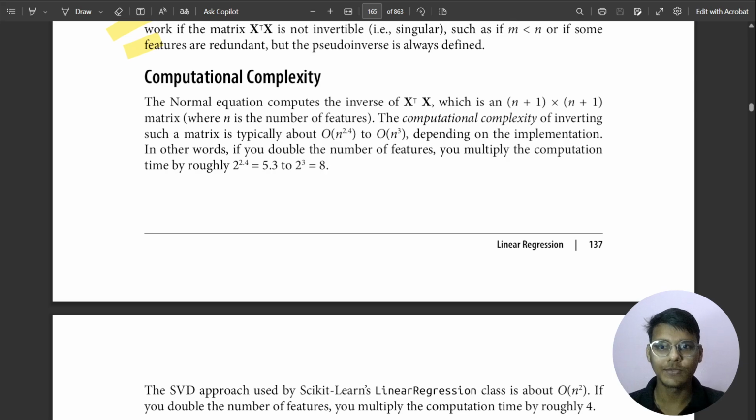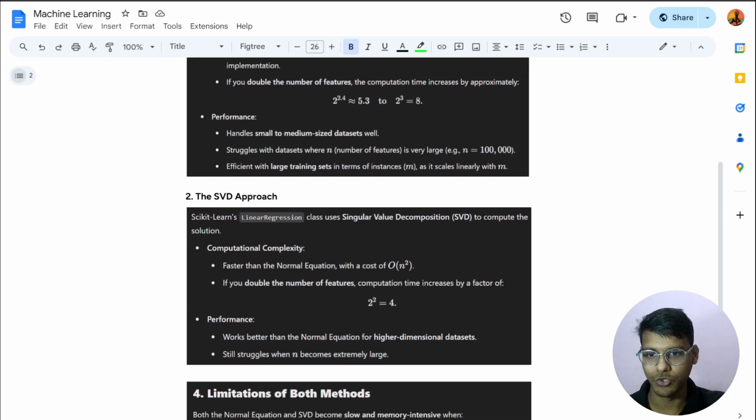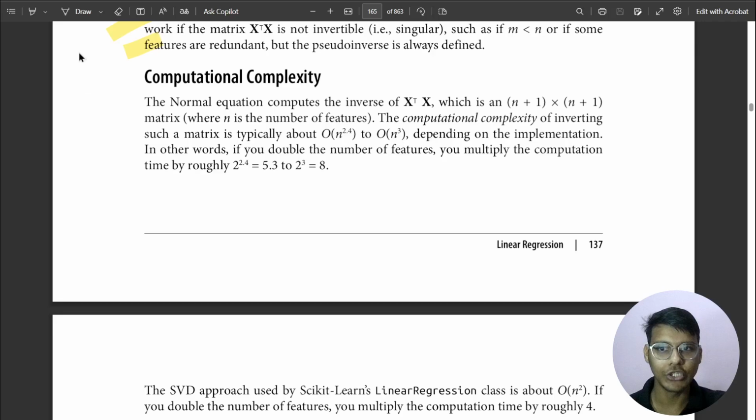So let's start this with a very small topic. Previously, we have learned the normal equation, and now we are going to learn about the computational complexity when you are using methods like the normal equation or one more method called the SVD approach, singular value decomposition, which we have talked about earlier. There is some computational time, so we'll understand how the computational time affects the efficiency and which one is better.